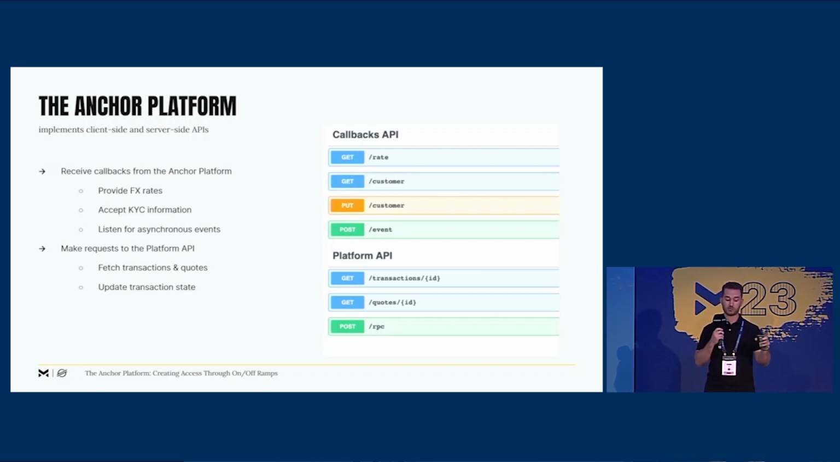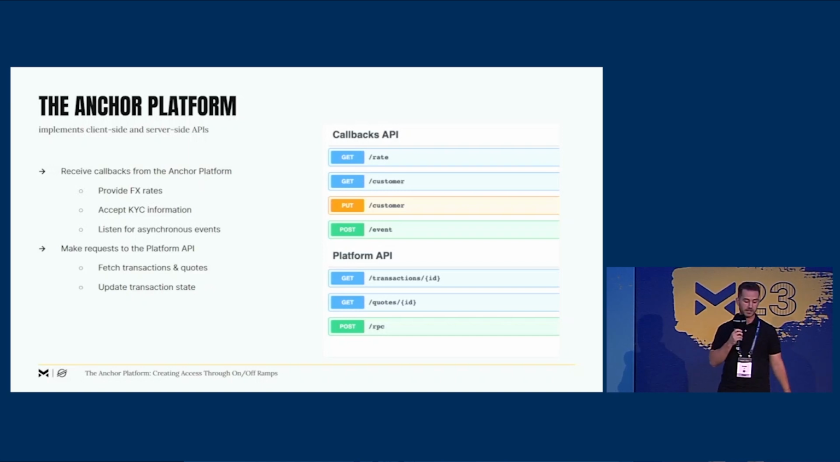So this is when the Anchor platform needs to get the rate for a given asset exchange from the business, when it needs to check on the status of a customer or provide updated information on that customer, or when it needs to send the business an event, such as a transaction being created or a payment being received.